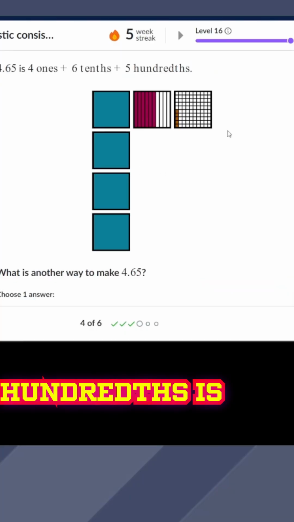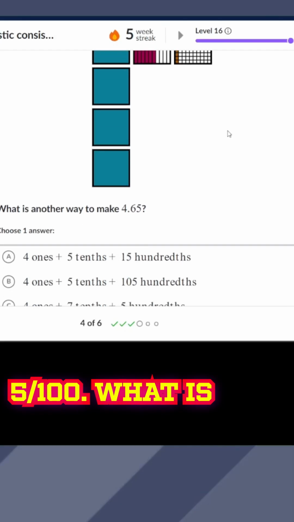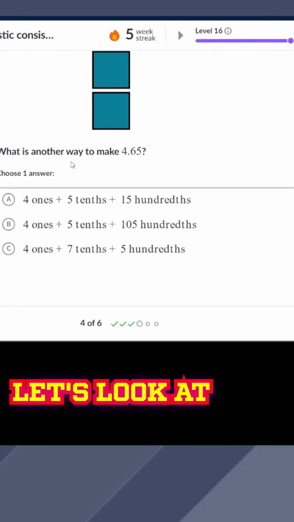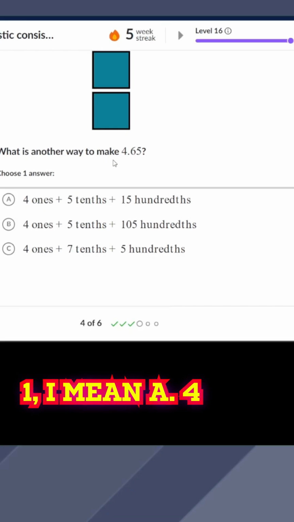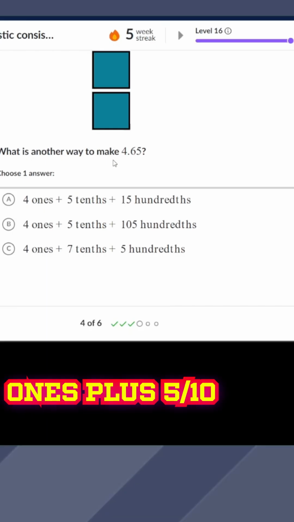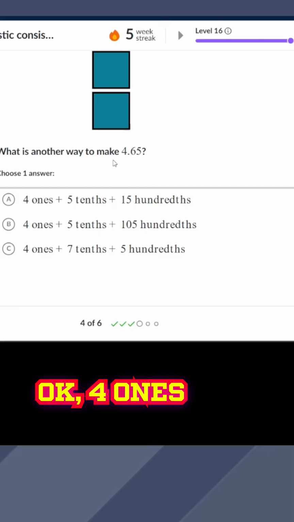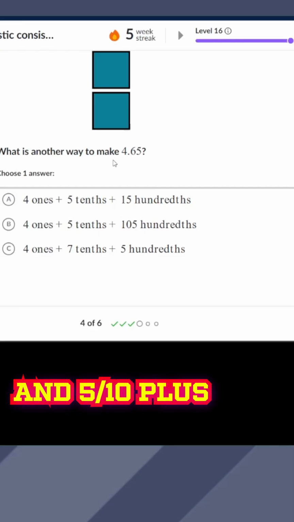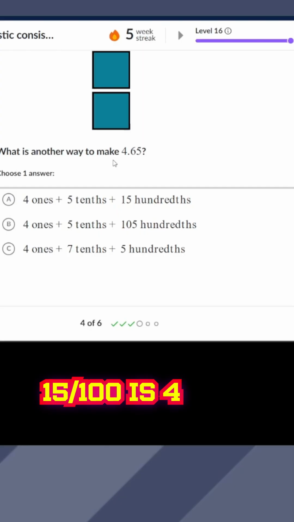4 and 65 hundredths is 4 ones, 6 tenths, and 5 hundredths. What is another way to make 4 and 65 hundredths? Look at the answers. A: 4 ones plus 5 tenths plus 15 hundredths. Okay, 4 ones plus 5 tenths is 4 and 5 tenths, plus 15 hundredths is 4 and 65 hundredths. So the answer must be A.